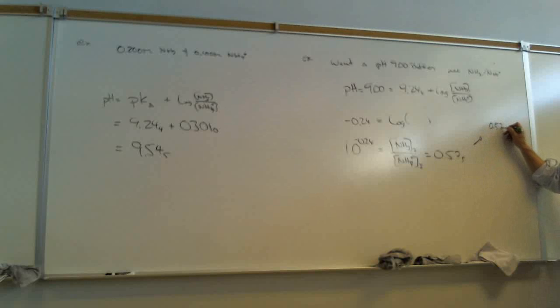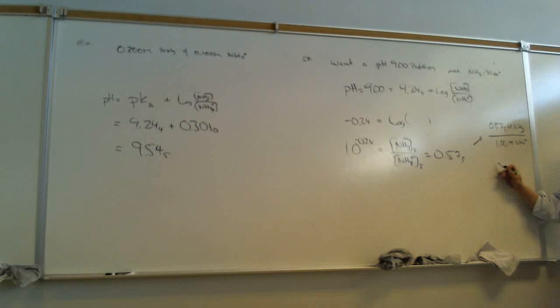And so what this means is this. We could have 0.575 molar ammonia and 1.00 molar ammonium. And so if we make a solution that is 0.575 molar initial ammonia and 1 molar ammonium chloride, then it should work. It should give us a pH of 9. We can make things more concentrated. What if I make this 5.75 molar ammonia and 10.0 molar ammonium? Will this have the same pH? Yeah, this will have the same pH.